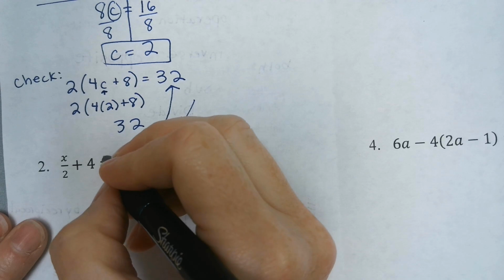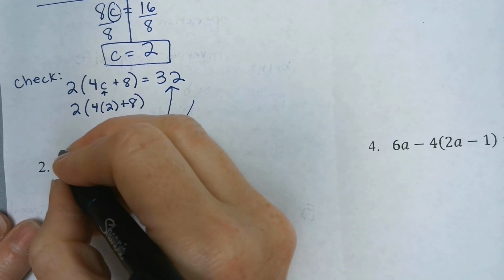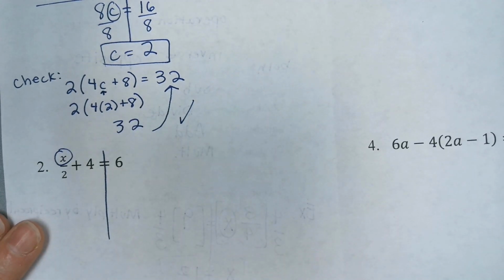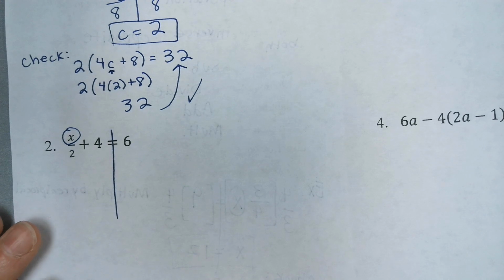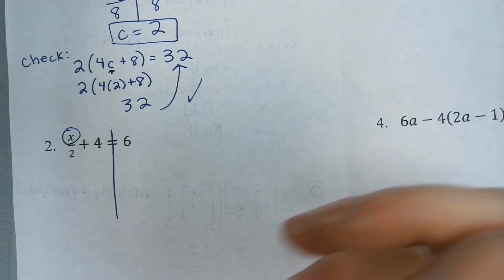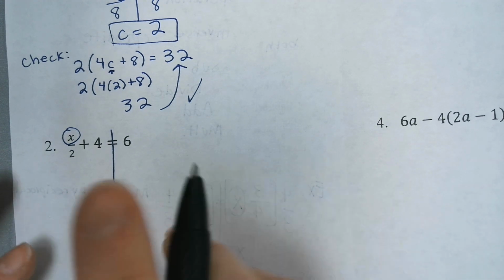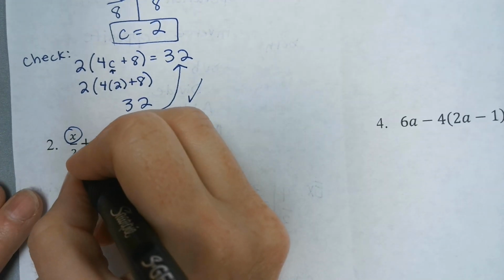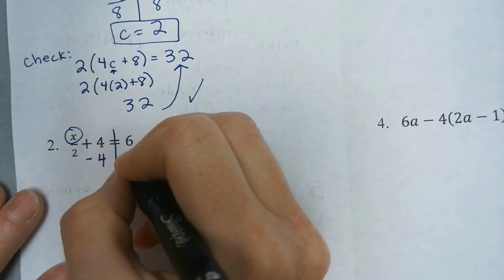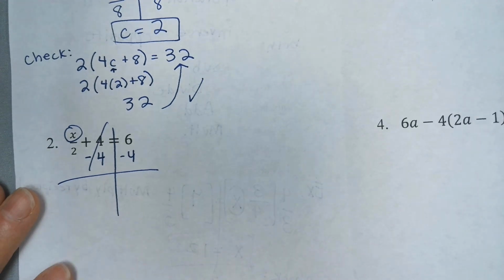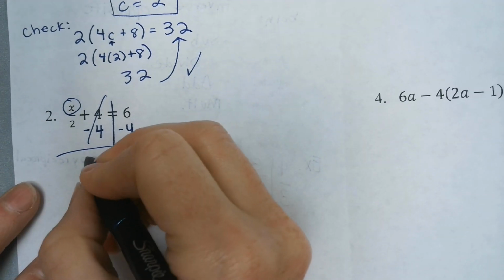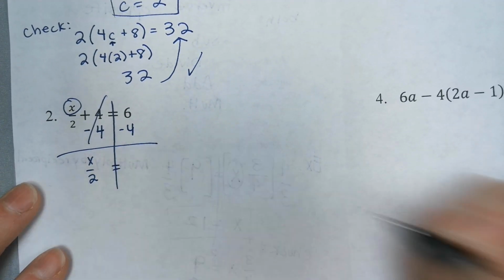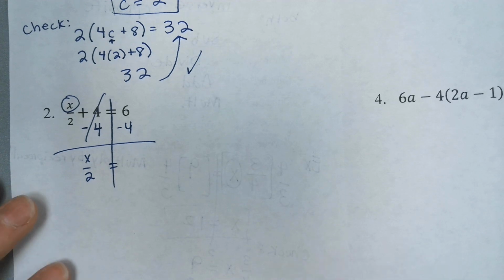All right, let's go to the next one. Draw a line, circle your variable. We're going to do the add and subtract first. So we have this plus 4. What do we do about it? Minus 4 to both sides. Get x over 2 equals 2.